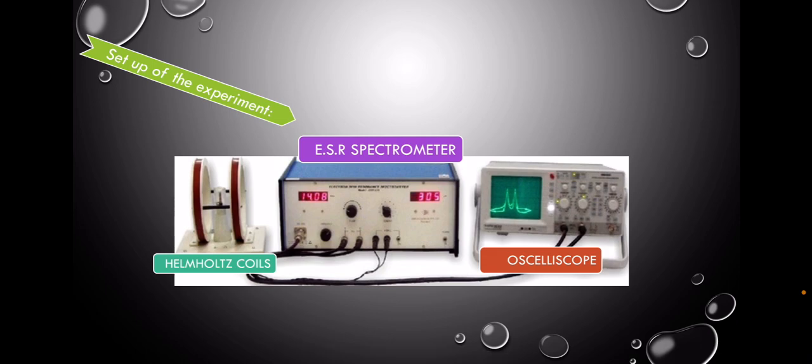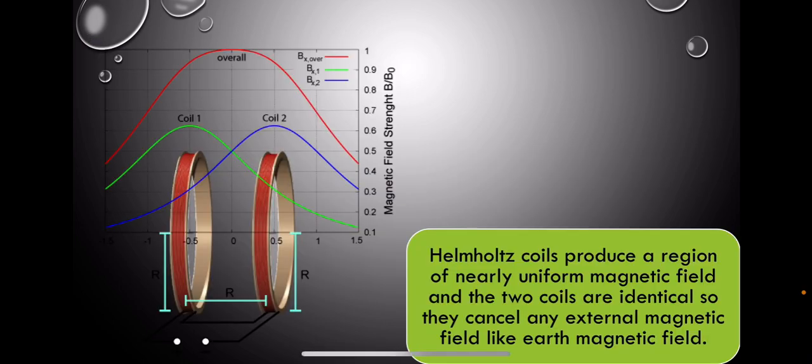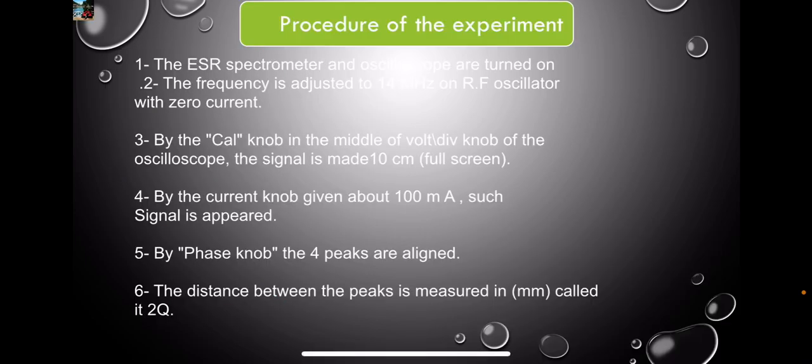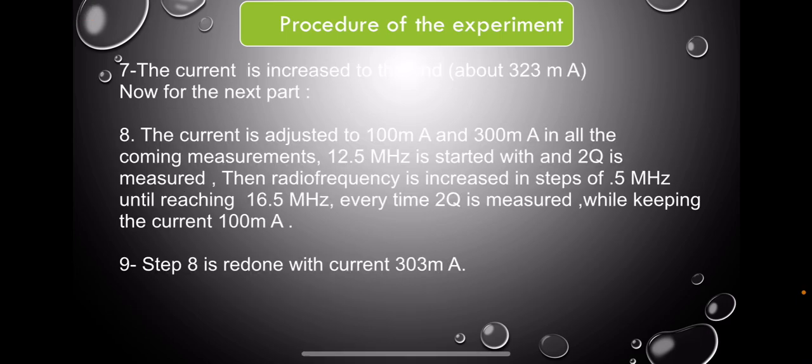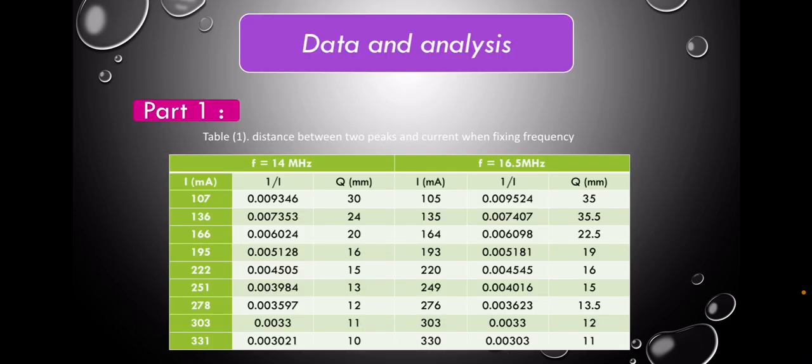This is the setup. We have the spectrometer of E.S.R, the oscilloscope, and the Helmholtz coils. Okay, why did we use Helmholtz coils? Because they produce a region of uniform magnetic field, and the two coils are identical, so they cancel any external magnetic field, like the famous one, the Earth's magnetic field. Now we have this procedure of the experiment. You can just read it. It's very easy. And from these steps, you can do the previous two relations I mentioned between Q and 1 over I and Q and the frequency. So you can just have these tables and data.